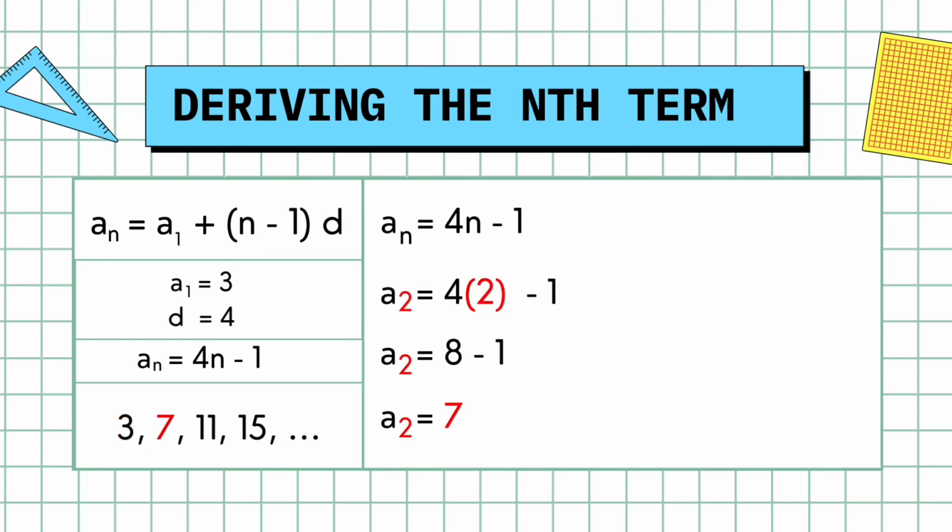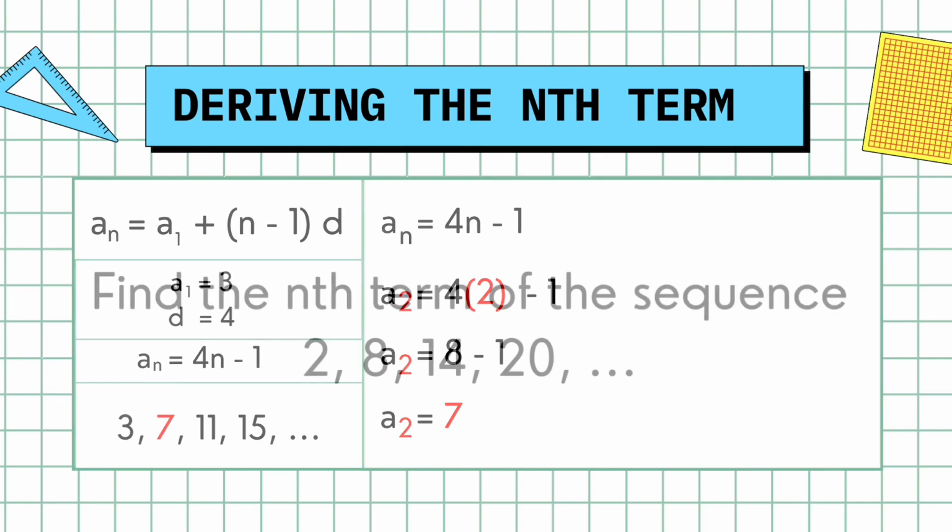This will also check out if our second term is 7. So 4 times 2 is 8 minus 1 is 7. This means that we derived the correct nth term and we got the correct general term.